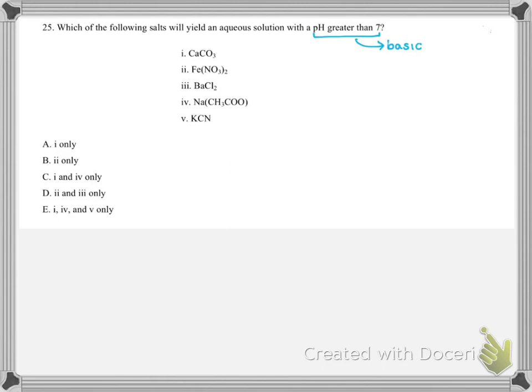For number 25, we're going to pick which of the following salts would have a basic pH. So we're going to pick the basic compounds. And so we can think that calcium carbonate would dissociate into calcium ions and carbonate ions. We know calcium is a spectator, but carbonate ions are conjugates of carbonic acid, which is a weak acid. So carbonate would be a weak base. So dissolving calcium carbonate would raise the pH of the solution.